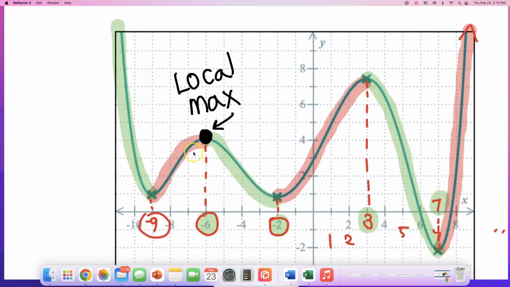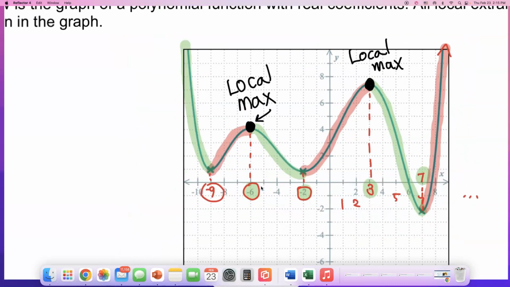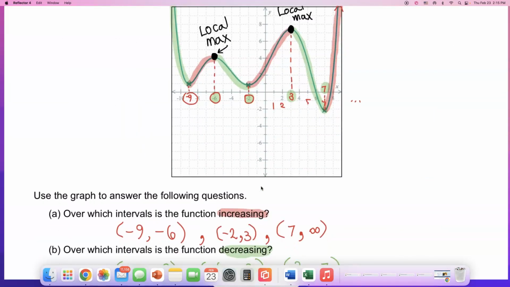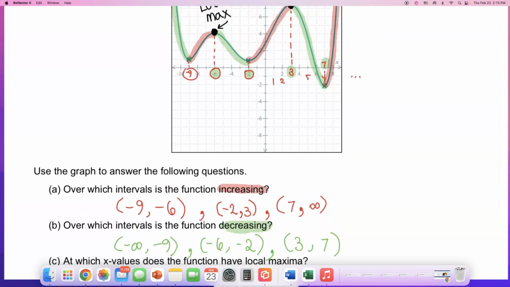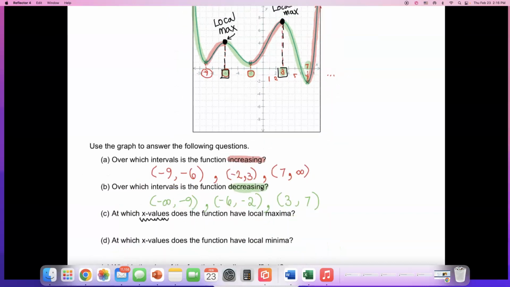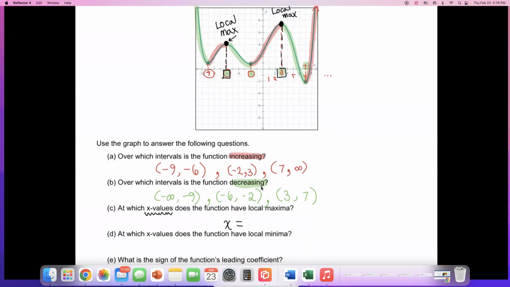And there's another one here, right? Right there. This is also a local max. And that's it, right? These two are the only points where the graph was increasing to the left and decreasing to the right. So I'm going to write those down. What were they asking for? They want at which x values these local maxima happen. Well, it happened at x equals -6 and x equals what number? +3. So I'm going to say x equals -6 and 3.